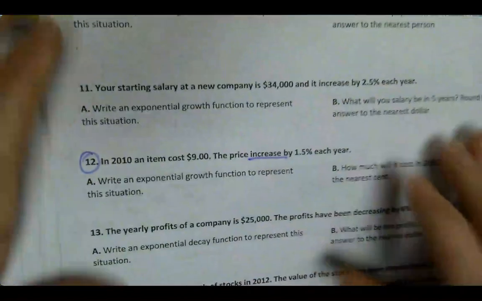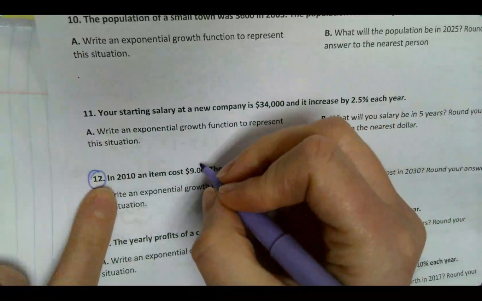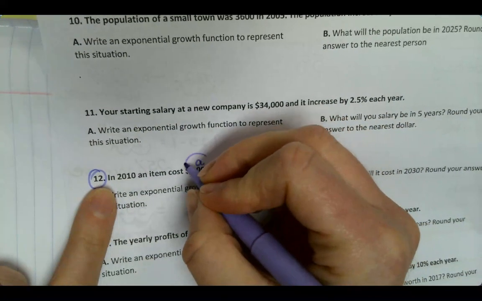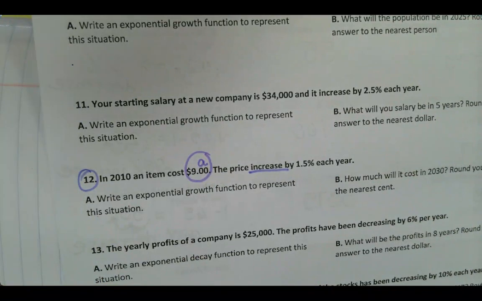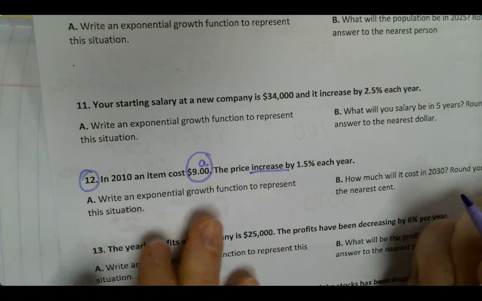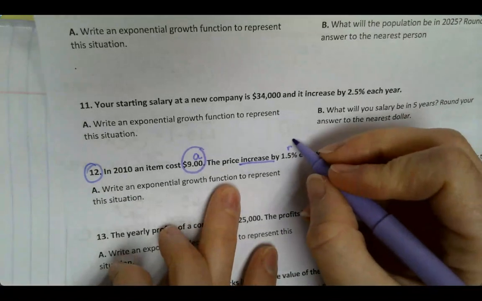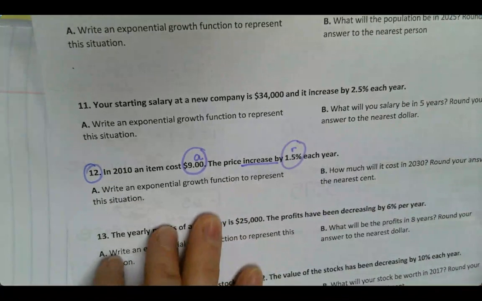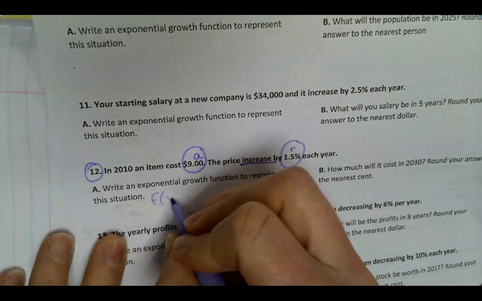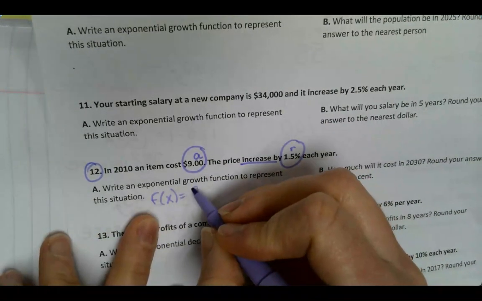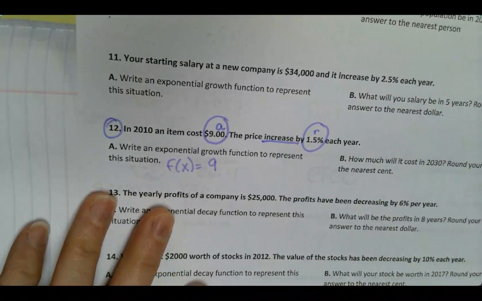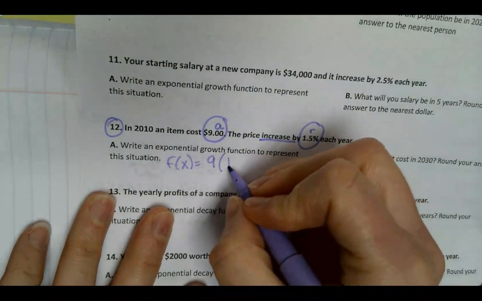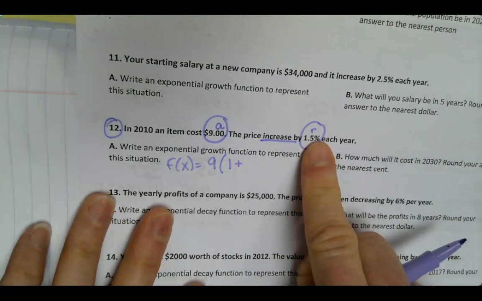Okay. So A is the original. The rate is 1.5%. So it's f of x equals $9 is the original amount. You can just put 9 or you put 9.00, either one. 1 plus, we need to do our rate.